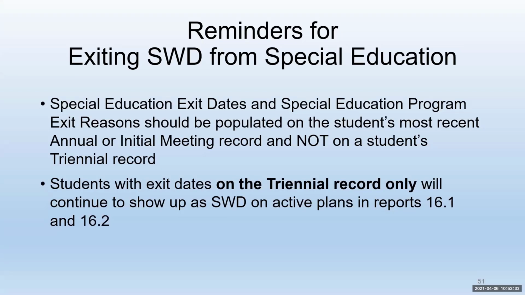So just remember, look at students who have exited the program, particularly within the last year, and make sure that exit date is represented on the student's most recent annual. That way they don't show up as active in 16.1 and 16.2, particularly if they exited in the prior academic year.